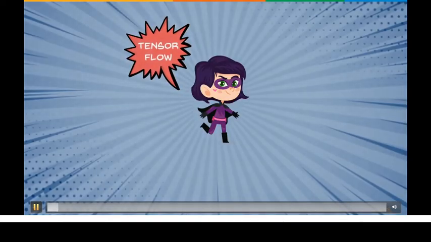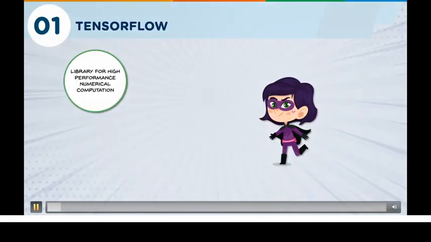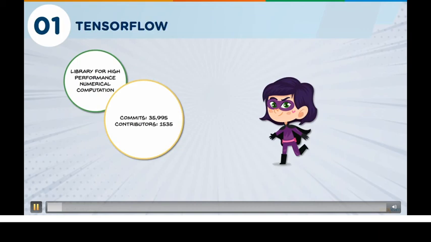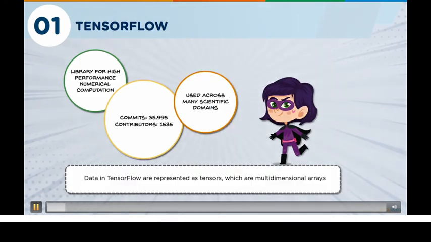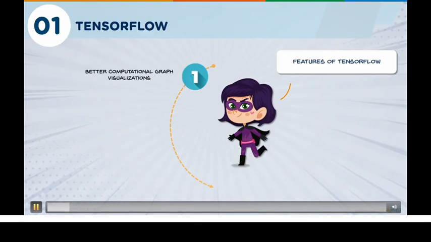So let's talk about this amazing library, TensorFlow, which is also one of my favorites. TensorFlow is a library for high performance numerical computations with around 35,000 GitHub commits and a vibrant community of around 1,500 contributors. It's used across various scientific domains. It's basically a framework where we can define and run computations which involve tensors. And tensors, we can say, are partially defined computational objects which will eventually produce a value.